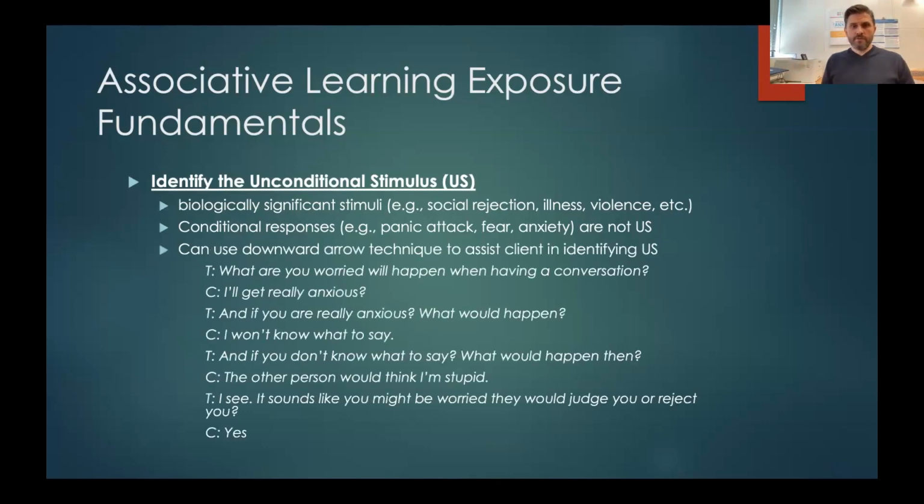With clients, among other CBT techniques, we can use a downward arrow technique to assist the client in identifying the US. What are you worried is going to happen when you have a conversation? I'll get really anxious. And if you're really anxious, what would happen? I won't know what to say. Again, still not at the US yet. And if you don't know what to say, what would happen then? The other person would think I'm stupid. Starting to approach what the US is, but here the therapist now helps them a little bit. It sounds like you might be worried they would judge you or reject you. Yes, exactly. So thinking about those core fundamental biologically significant outcomes, that's generally speaking what you're looking for.